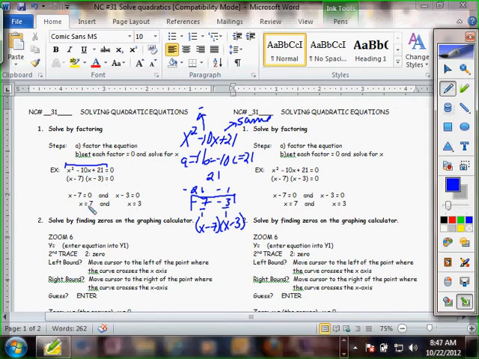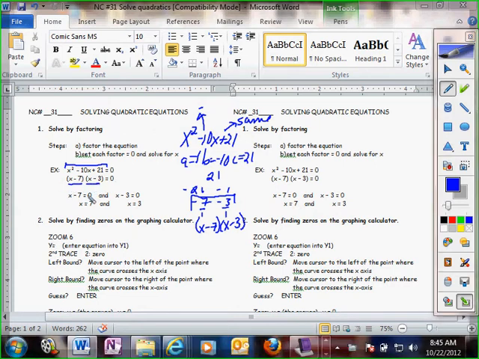But how I finish is to solve for x. This whole trinomial is set equal to 0. So I have x minus 7 times x minus 3 equals 0. So all I have to do is take each factor and set it equal to 0. X minus 7 equals 0, x minus 3 equals 0. Solve for x, and I get that x is equal to 7 and x is equal to 3, and I'm done.